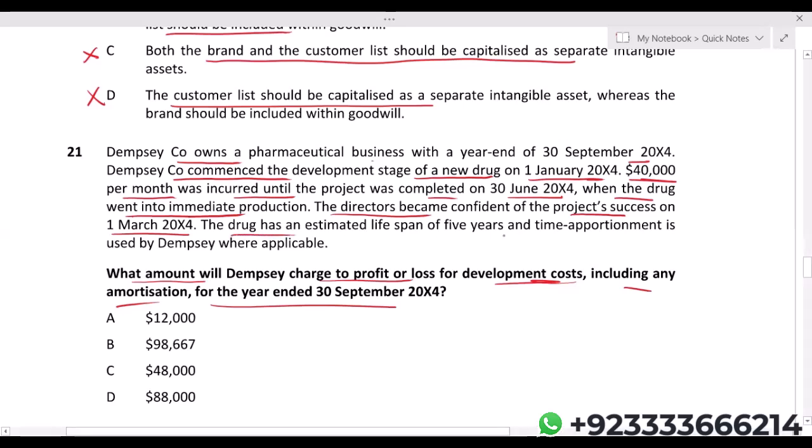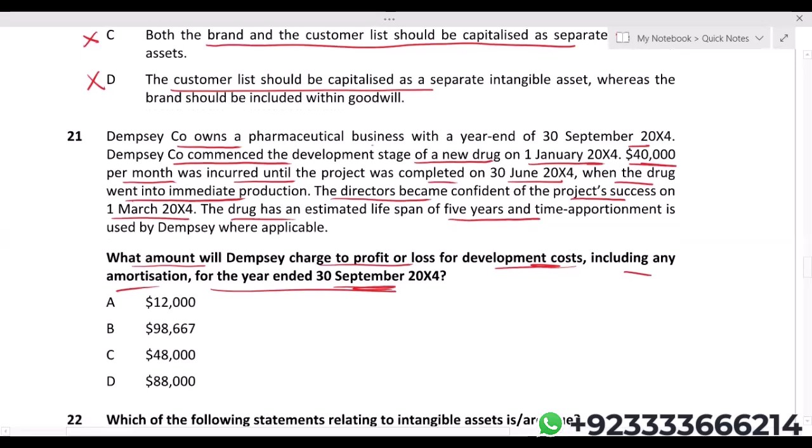The drug has an estimated useful life of 5 years and time apportioned. So we will amortize this as well, and amortization will be for 3 months. Why 3 months? Because it was completed on 30th June X4. And what the examiner says is, when the drug went into immediate production, on the very next day the production was started. So since on the very next day the production was started, we will start amortization from 1st July X4 till 30th September X4. 3 months amortization will be there as well.